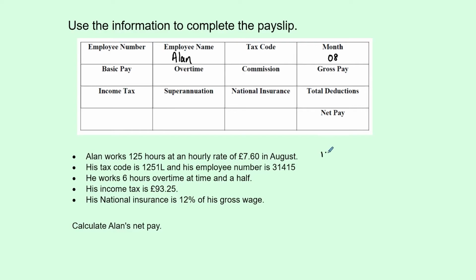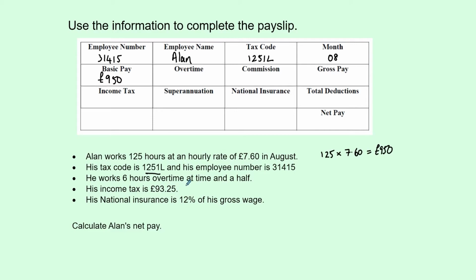He does 125 hours times £7.60 per hour. So we can figure out how much he's actually going to earn for this month for his basic rate, and that gives us £950. Now that's his basic pay, so we can fill that into the basic pay block. His tax code is 1251L. Pop it into the payslip, and his employee number is 31415. Just go along with the bullet points and fill out as much information as you can as you're going through.